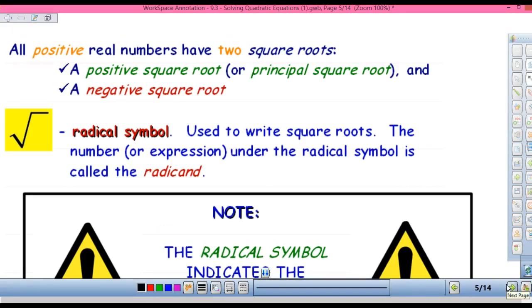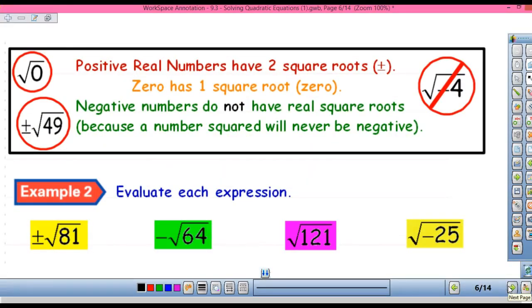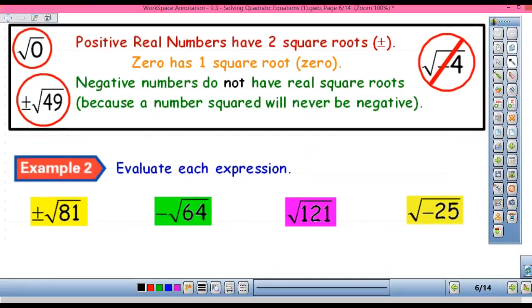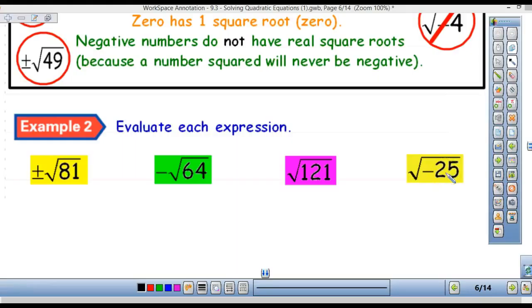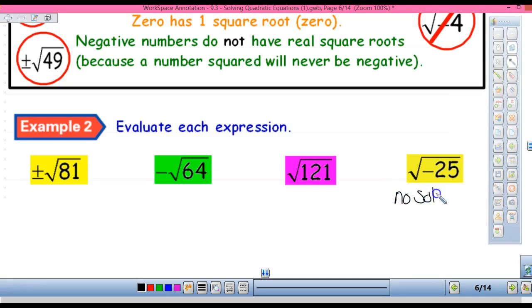All right, so we just talked about all this. Good. Let's look at this guy: the square root of -25. Plug it into your calculator. Error. Why? Because it's a negative. Can I take the square root of a negative number? No. So this I would write as no solution.